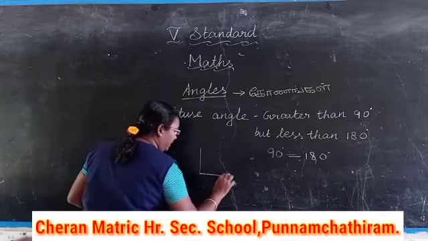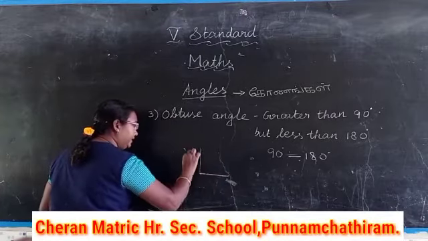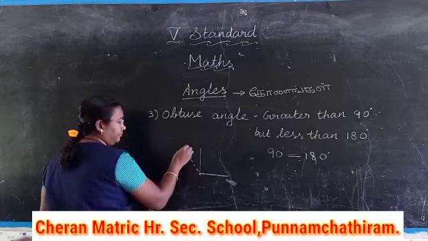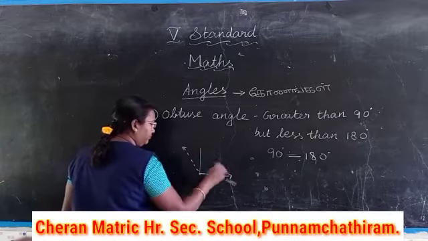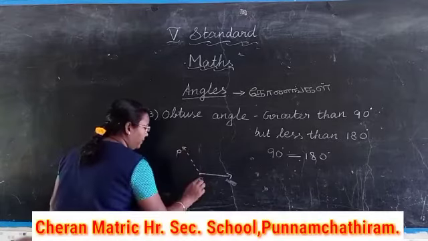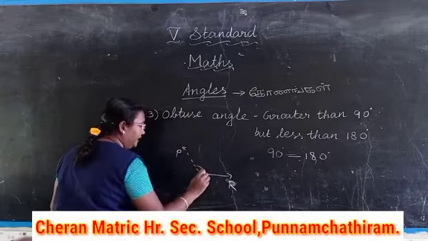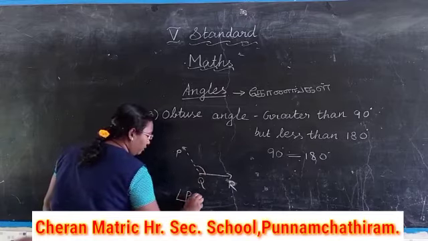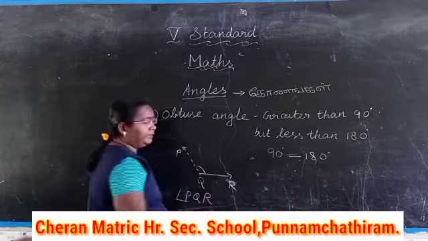This is the 90 degree amount. It must be greater than 90 degree like this. Okay. You can analyze this one. This is an obtuse angle. You can give the name P, Q, R, here an angle is formed. Angle PQR is an obtuse angle.